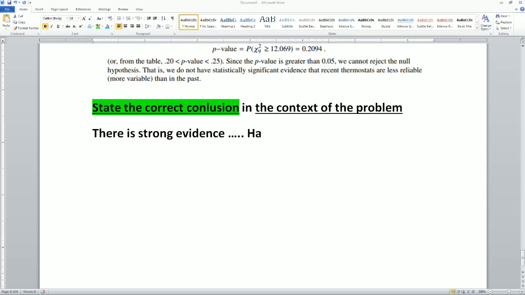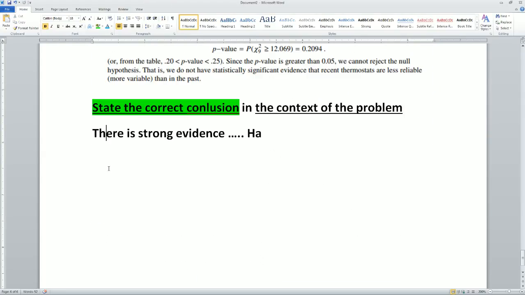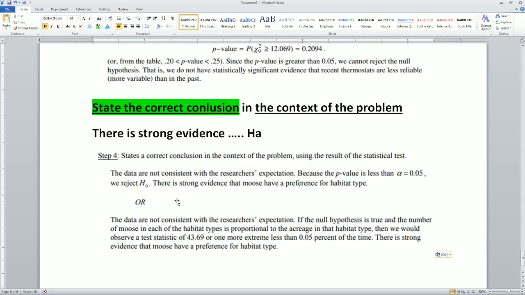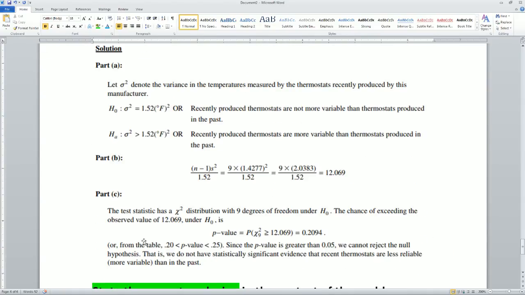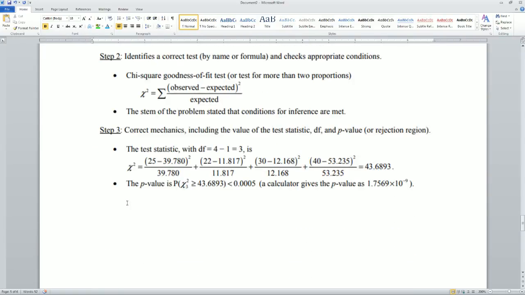There's different types of answers. Here's an example the College Board gave. You could have written the data is not consistent with the research expectation. That's your expected values. Here they just talk about the null. Okay, there's another part to the question.